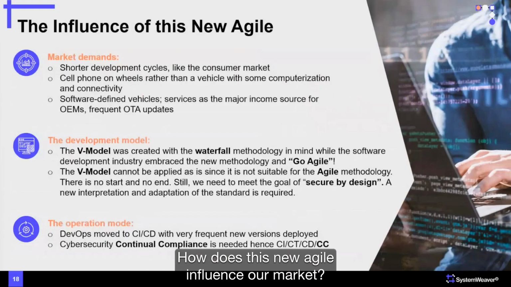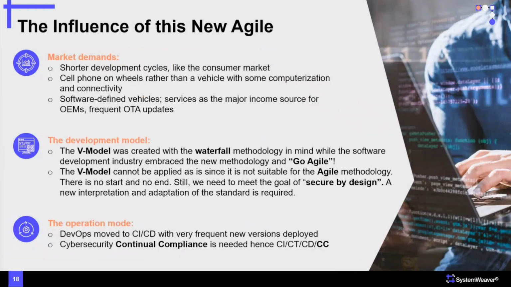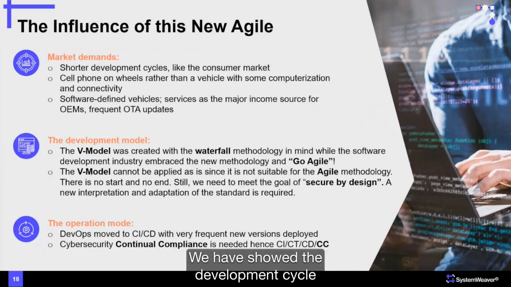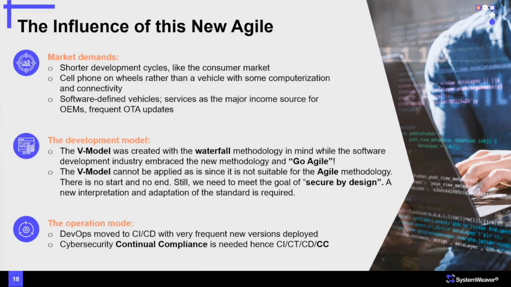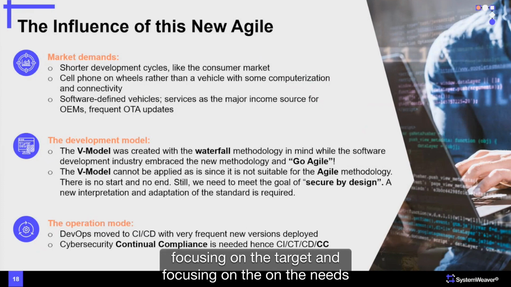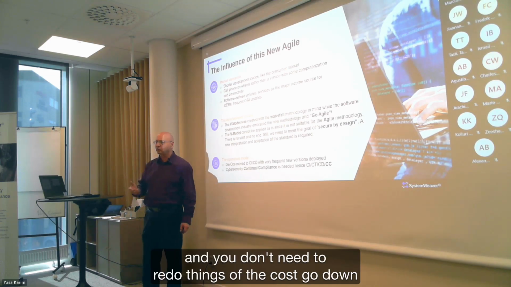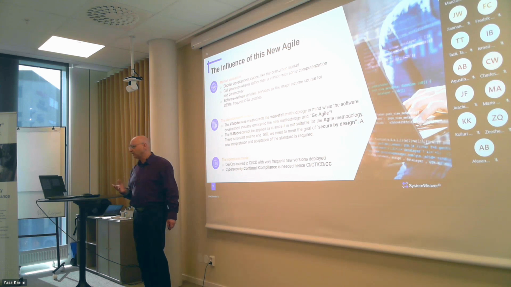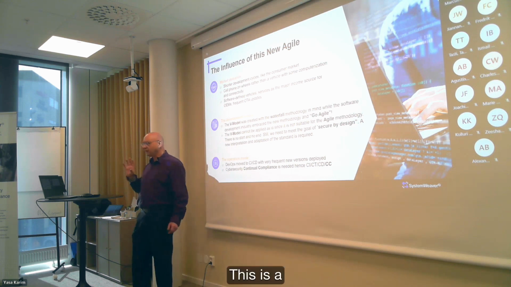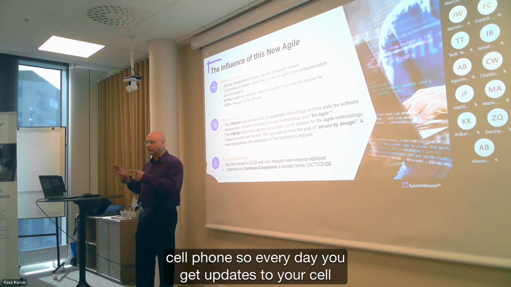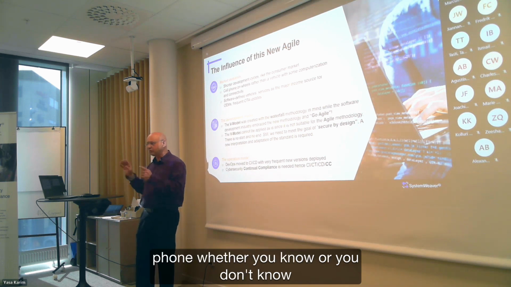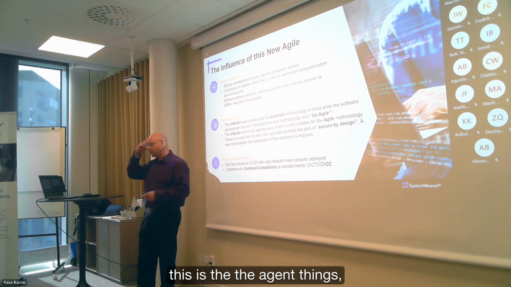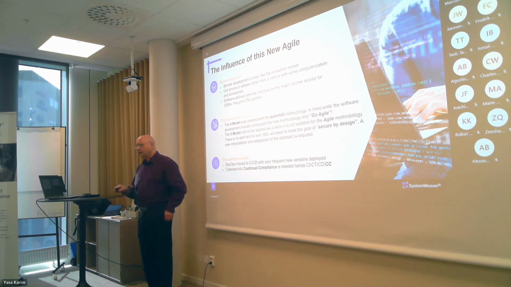How does this new Agile influence our market? We have shorter development cycle because you are focusing on the target and focusing on the needs, and you don't need to redo things. So the costs go down, the customer satisfactions go up. This is a cell phone, so every day you get updates to your cell phone, whether you know or you don't know. This is the Agile things.